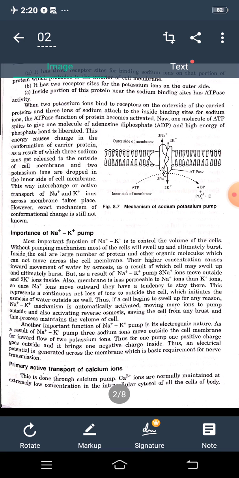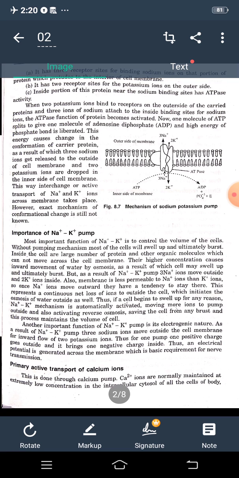Thus, if a cell begins to swell up for any reason, the sodium potassium mechanism is automatically activated, moves more ions to pump outside and also activates reverse osmosis, saving the cell from bursting, and this process maintains the volume of the cell.